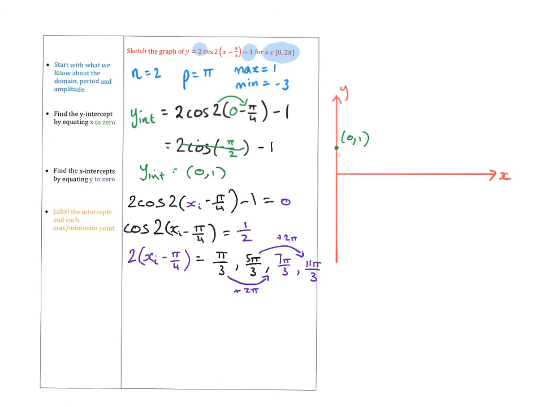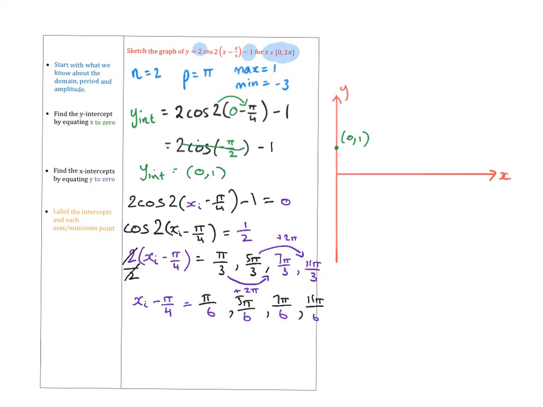Our next step here will be to divide everything by 2. So I've got the x-intercepts, minus pi on 4, are equal to this pi on 3 will become pi on 6. This 5 pi on 3 becomes 5 pi on 6. 7 pi on 3 becomes 7 pi on 6 again. And the 11 pi on 3 is now 11 pi on 6.